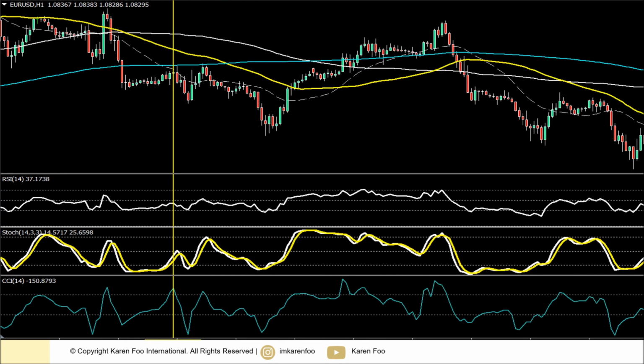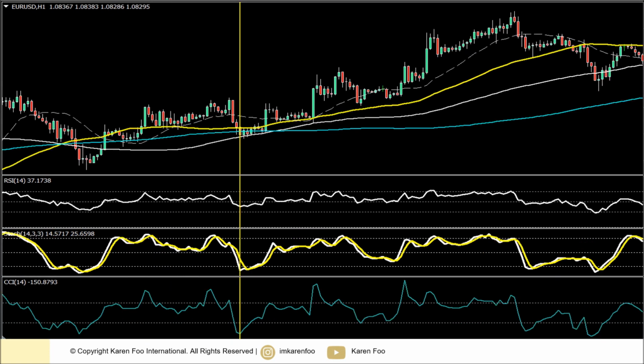How about overbought signals? Again, CCI gave you an overbought signal, but stochastics and RSI did not give you any overbought signal. So in this case, because in a downtrend we only look for overbought signals, you might be able to enter if you use CCI. But if you use RSI and stochastics as a confirmation, you wouldn't get any entry signal.